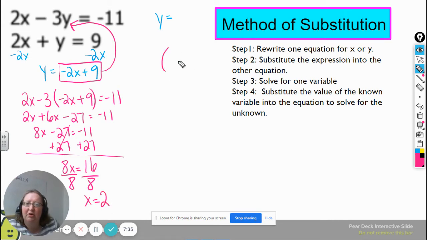Okay, so you know what you're trying to find. Trying to find an ordered pair. And you just found the x value, which is 2. Now, what do you do with the 2? You're going to substitute it back in.